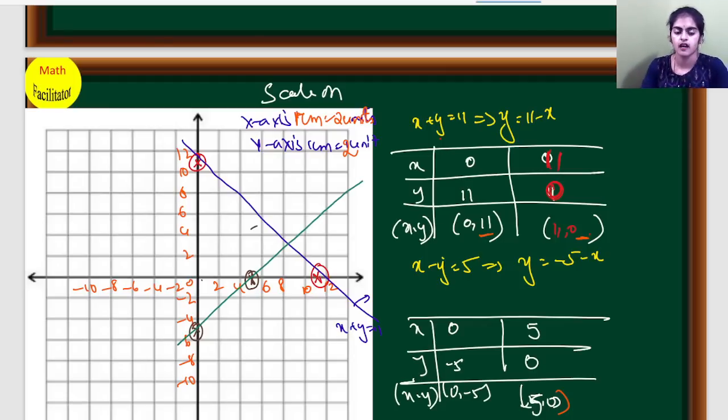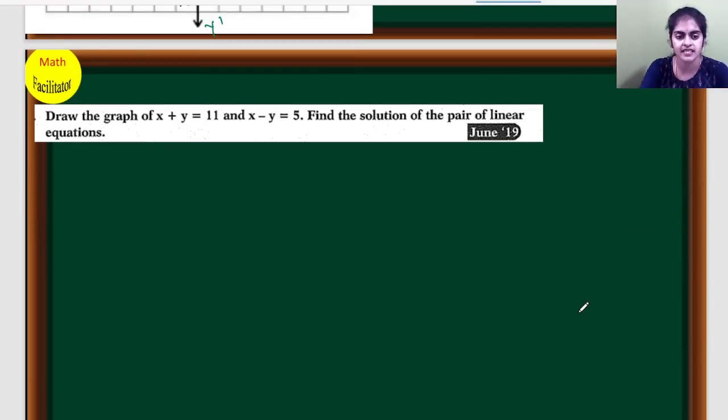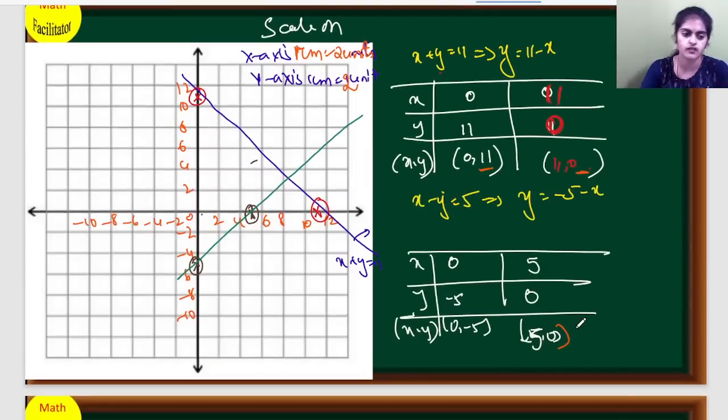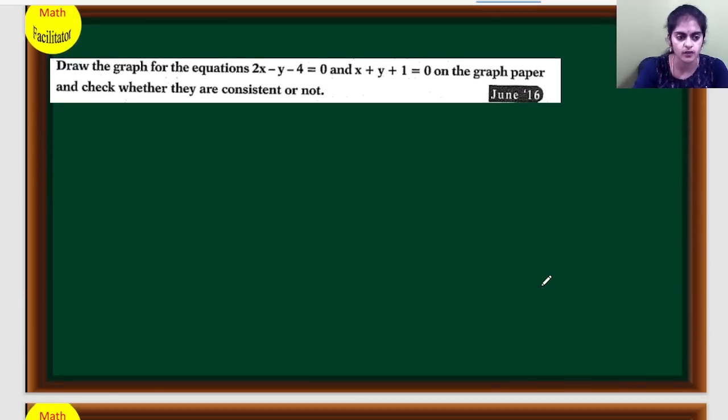Something like this. Okay, so now what are they asking? They are asking you to find the solution. The solution is nothing but the point of intersection. So do it with a perfect scale and see what final answer you are getting here. This point of intersection is your answer, right? Let's proceed to the next question.